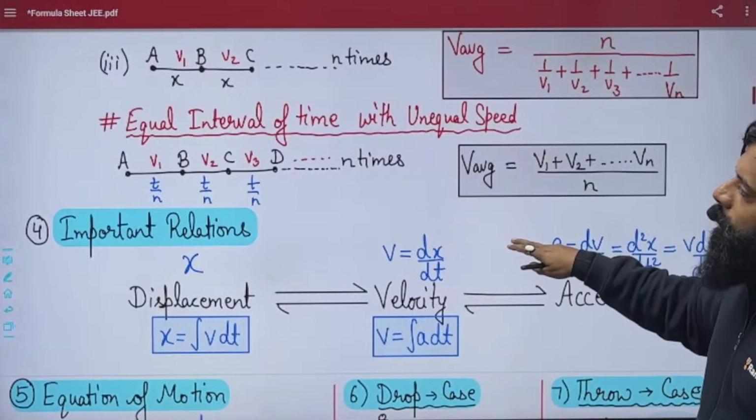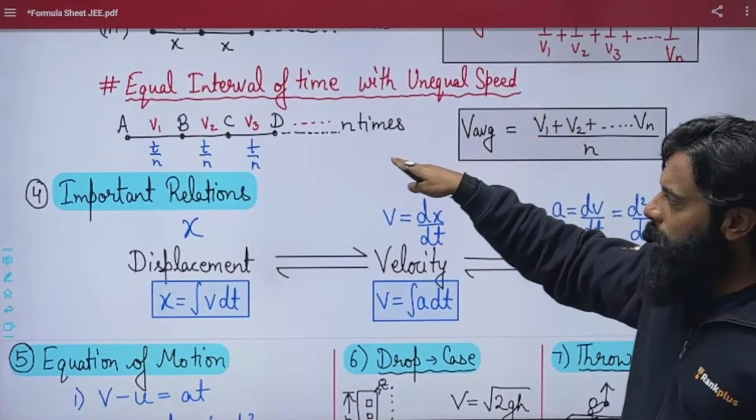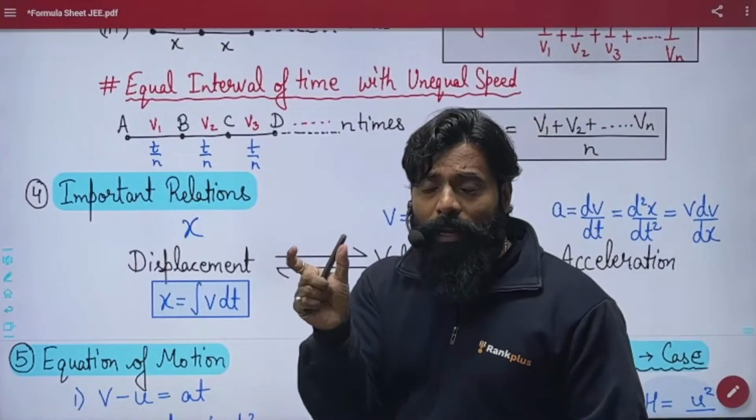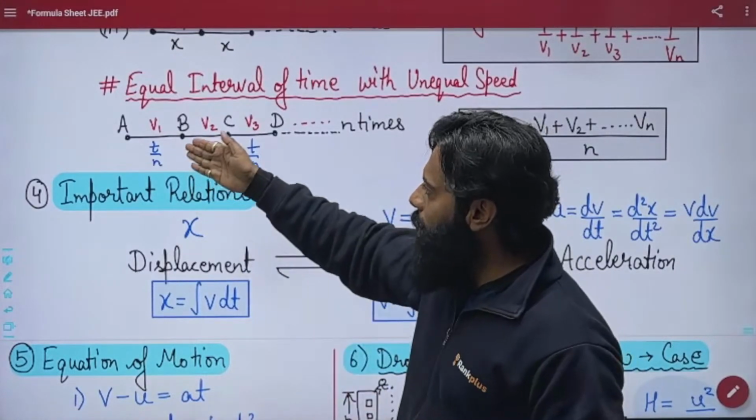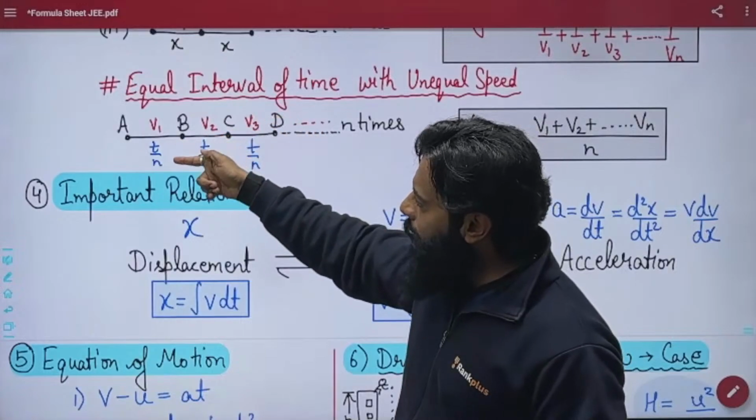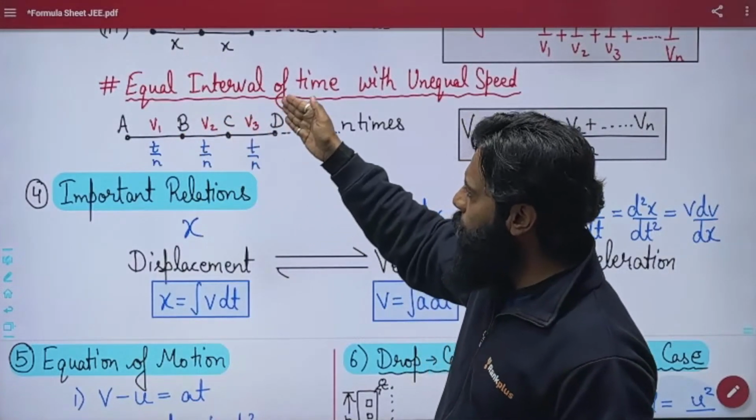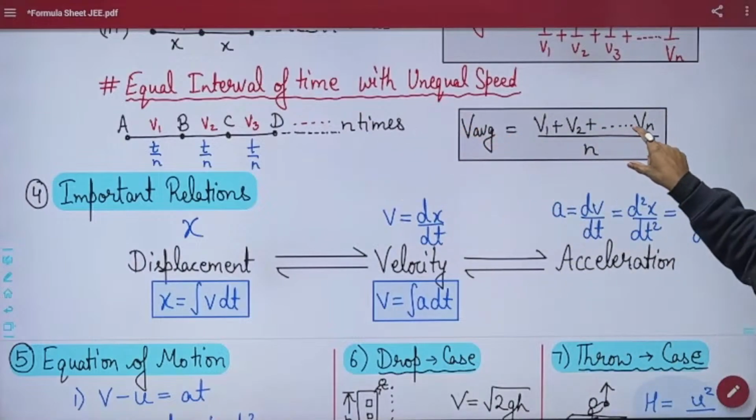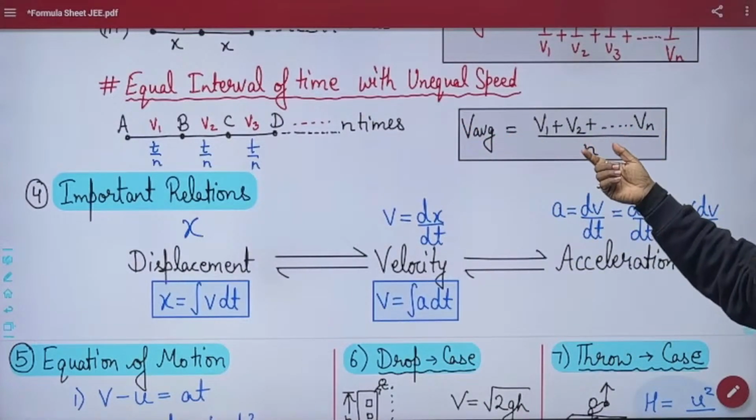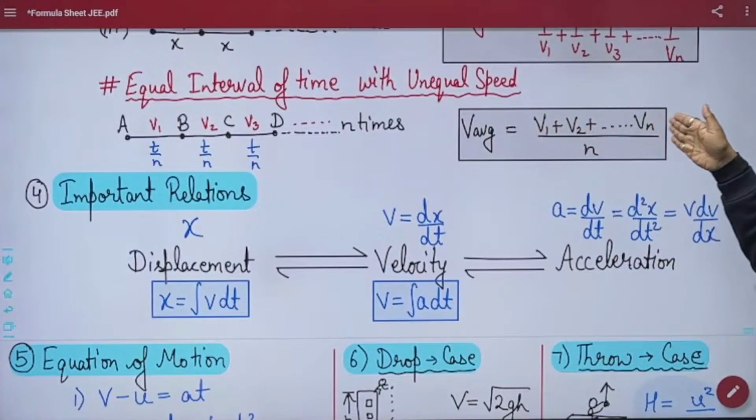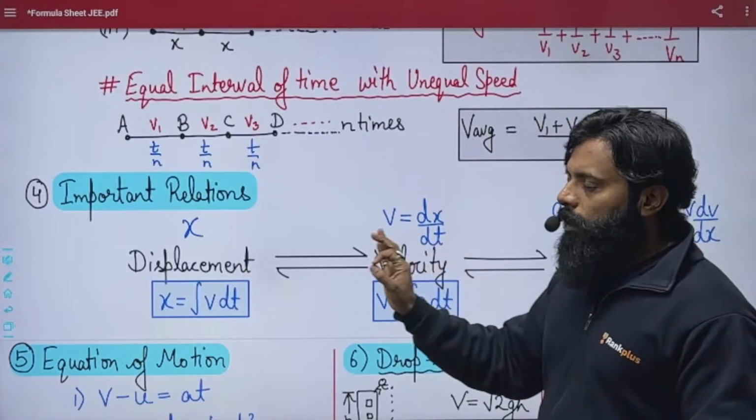Now, the next formula is equal intervals of time with unequal speeds. That means the duration is fixed, but in that duration you have unequal speeds. For t by n time, t by n time, t by n time, you have velocities v1, v2, v3. To find v average, it is simply the normal average: you just add up all the velocities and divide by n, and you will get the answer.